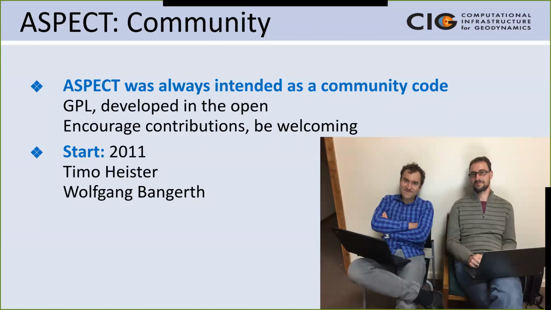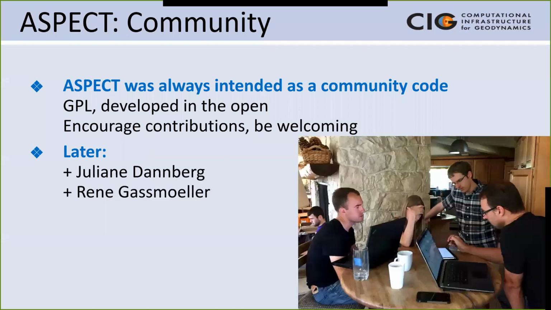So how do we get to this sort of model? The origin of this code dates back to 2011 when Timo Heister and me, Timo sitting on the left, me on the right, both with more hair than, well, I have more hair than I have right now. We started this code when we were both at Texas A&M. And then over the years, we accumulated more and more people who work with it. The next folks who joined were Juliane Dannberg and Rene Gassmöller, who are also going to present this week. So they're in the middle here in this picture.